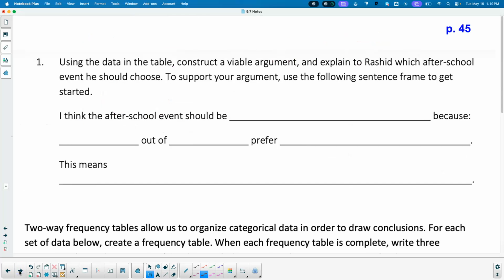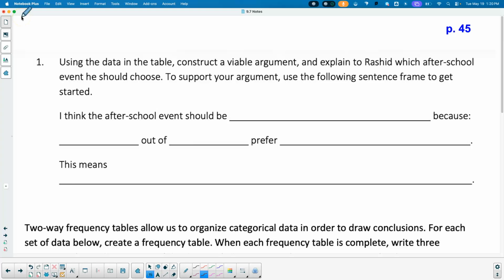So, using the data in that table, construct a viable argument and explain what after school event Rashid should choose. Okay? So we want your viable argument in this form. I think the after school event should be, you fill in with soccer or dance based off of that chart, because blank out of blank prefer it. Okay? Okay? So construct a quick argument based off of that table.